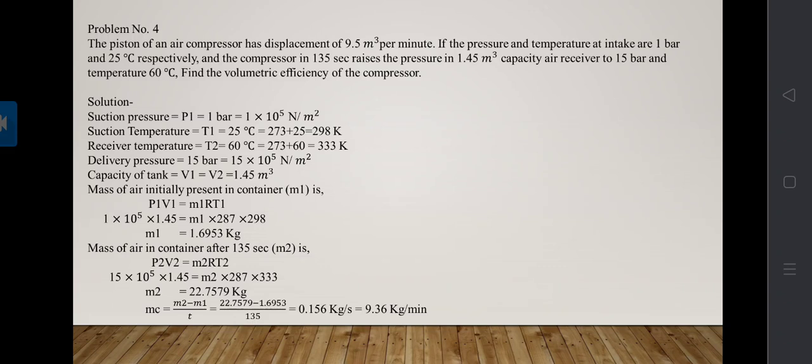Now we calculate the mass of air in the container after 135 seconds, that is M2. So again we repeat this relation to calculate M2, that is P2 V2 is equal to M2 R T2. Okay, we put these values of P2, V2, R and T2. We calculated the value of M2 is equal to 22.7579 kg. Okay, so MC is equal to M2 minus M1 divided by t is equal to 0.156 kg per second is equal to 9.36 kg per minute.